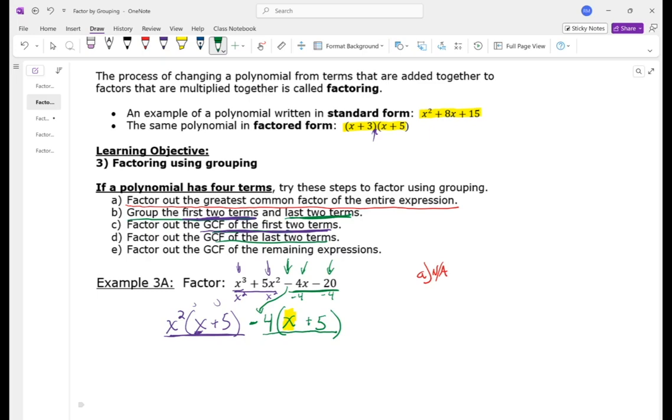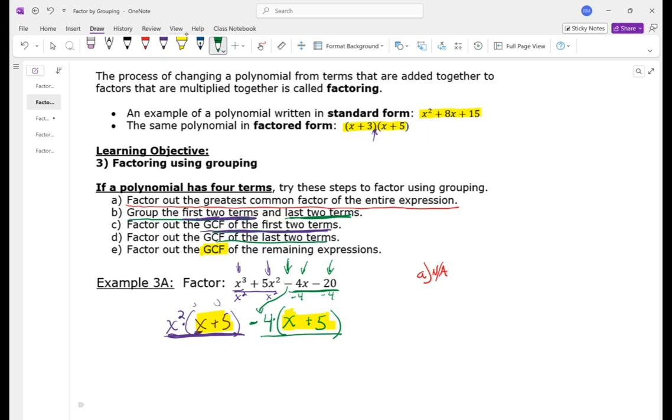Now, if it is factorable by grouping, we should see something really nice. We should see that the things in parentheses here are the same. That's why this is the greatest common factor of the 2 remaining expressions, because this right here is 1 term because it's a product, and this right here is 1 term because it's also a product.